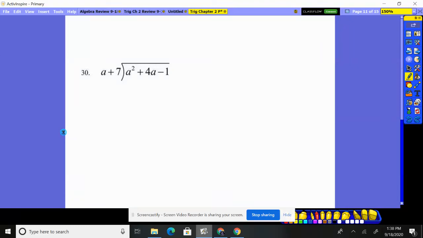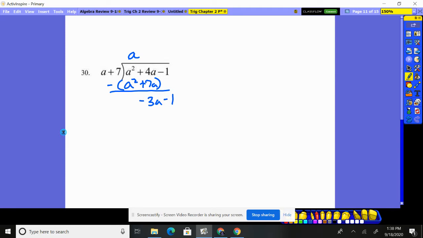Number 30. A goes into a squared, a times a squared, a times the 7, 7a. Remember, I got to subtract the whole thing. A squared minus a squared, gone. 4a minus the 7a, that's negative 3a. Bring down the minus 1.